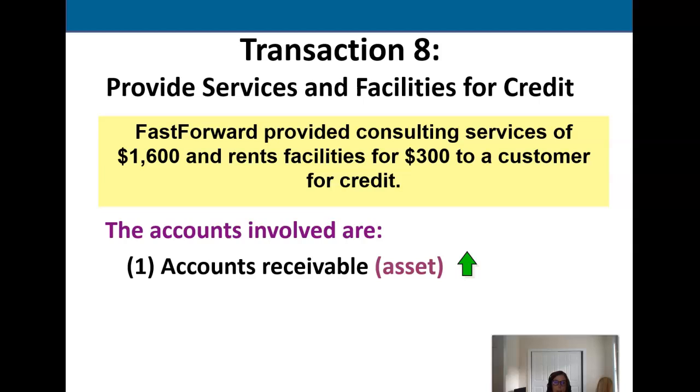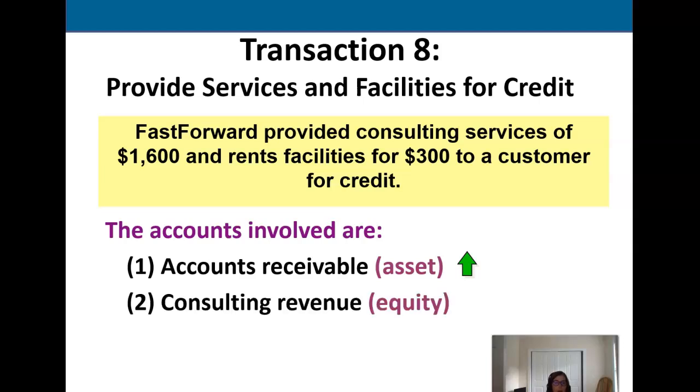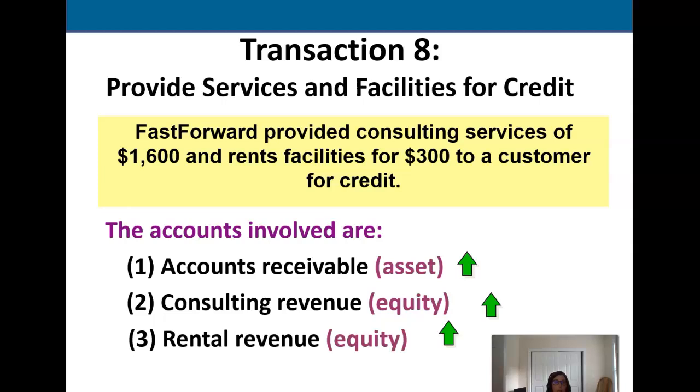And this is a concept that I think students get confused about because we have accounts receivable and accounts payable. Accounts payable is when we owe, when we're going to have to pay at some later point. Accounts receivable is when somebody owes us and we are going to be receiving money at some point. And hopefully that will help you to keep those straight. And we have two kinds of revenue here. We've got consulting revenue and then we have rental revenue. And so these are all increases as a result of this transaction.